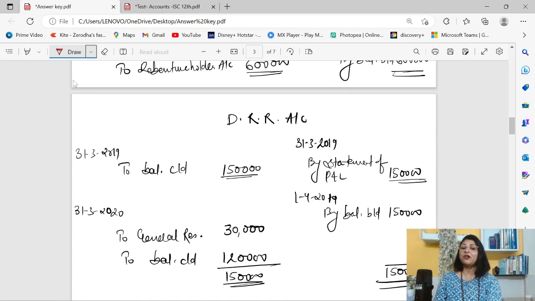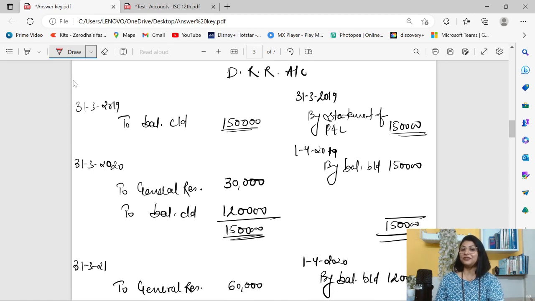Now next requirement of the question was to make the DRR account, means debenture redemption reserve account. Debenture redemption reserve account is maintained in the year in which debentures are issued. So debentures of 15,000 were issued. 15,000 into 100 multiplied by 10%. 10% is the required amount of DRR to be made by the Companies Act 2013. So in the first year we made debenture redemption reserve of 1,50,000 rupees, and in the year of redemption we are supposed to transfer this amount from DRR to general reserve.